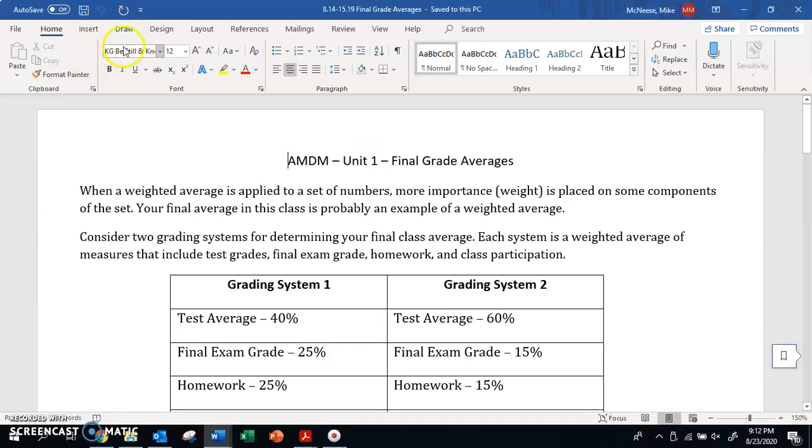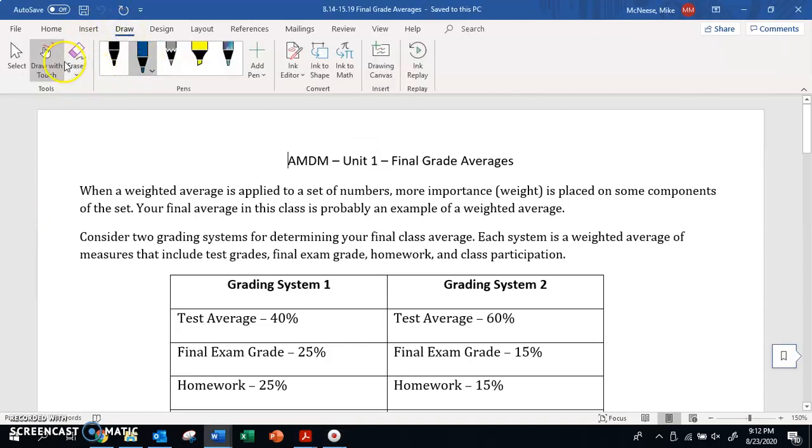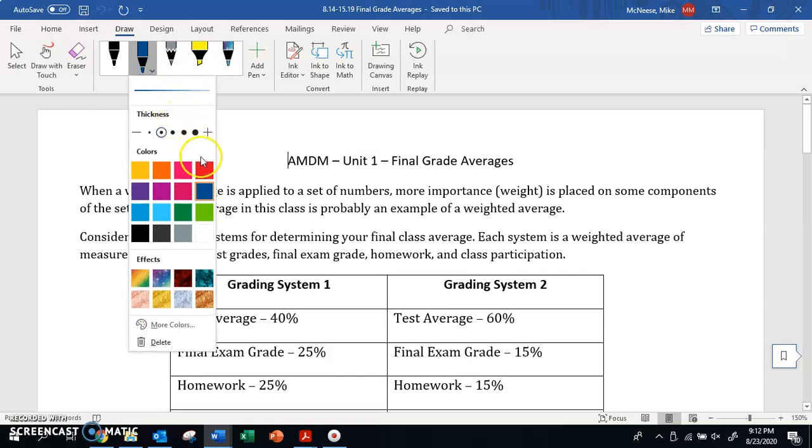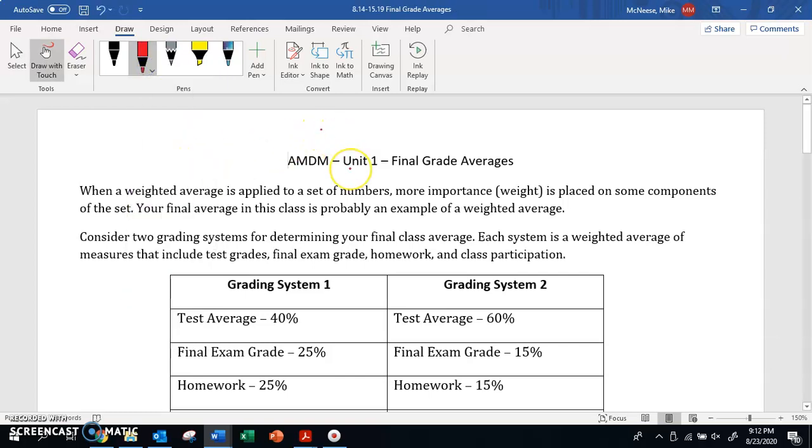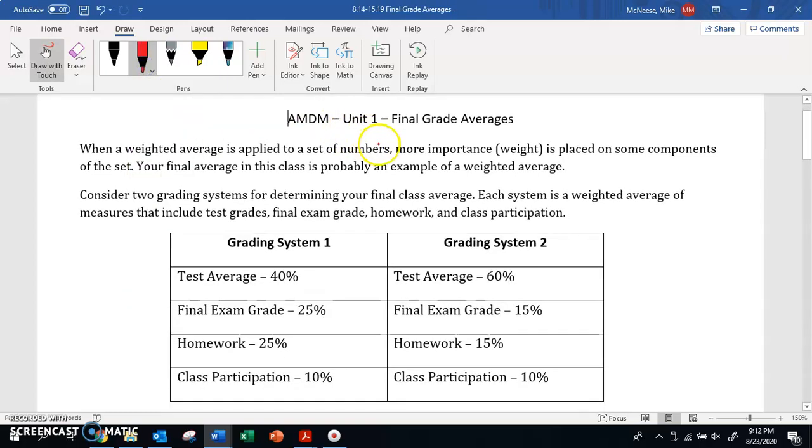Okay, so in this video, what we're going to be talking about is grade averages. We're going to try and figure out how to average all of our scores for a semester or for a year into a final grade. It says when a weighted average is applied to a set of numbers, more importance or weight is placed on some components of the set. Your final average in this class is probably an example of a weighted average.